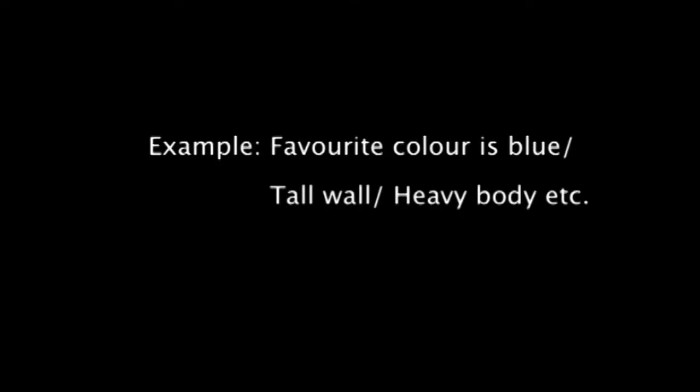Data can be classified basically into two types, quantitative and qualitative. Qualitative data. Qualitative data is a categorical measurement expressed not in terms of numbers but rather by means of a natural language description. In statistics, it is often used interchangeably with categorical data. Example: favorite color is blue, tall wall, heavy body, etc.